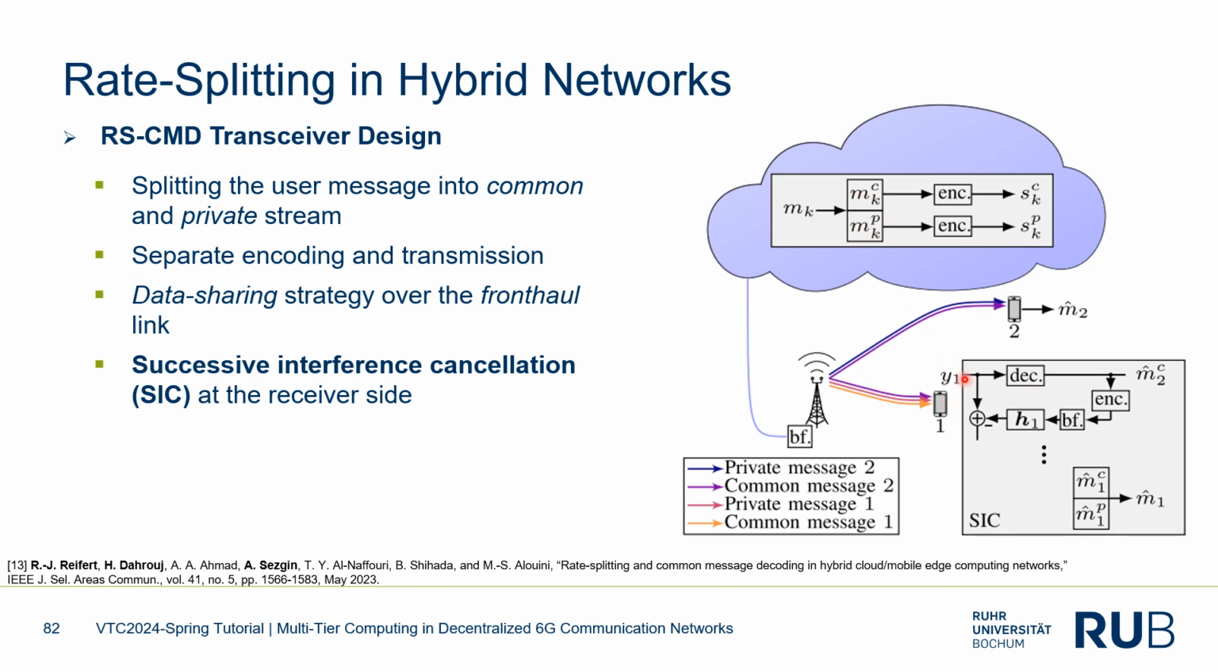And the idea is now that we utilize successive interference cancellation. So we first decode the strongest message that we receive. For example, in this case, it's the common message of user 2. This message is then re-encoded and beamformed, and the channel is added, and then this is removed from the received signal. And what is left here should be the received signal without the common message of user 2. So to say, we have removed part of the interference.